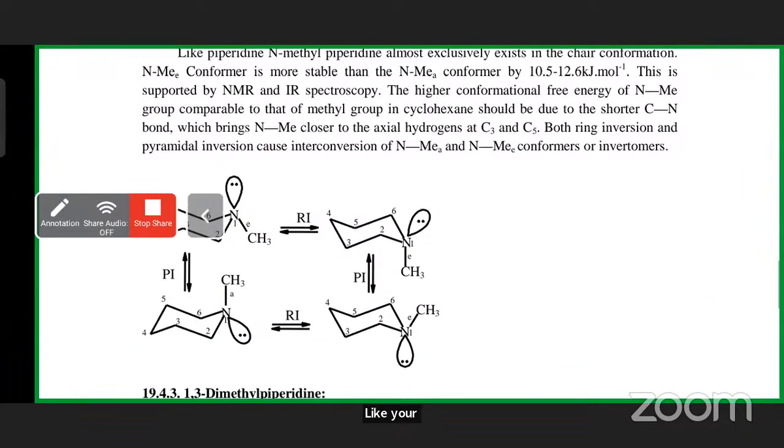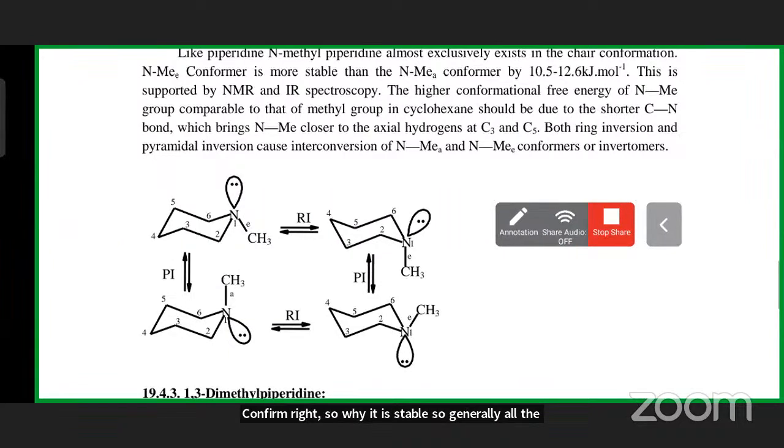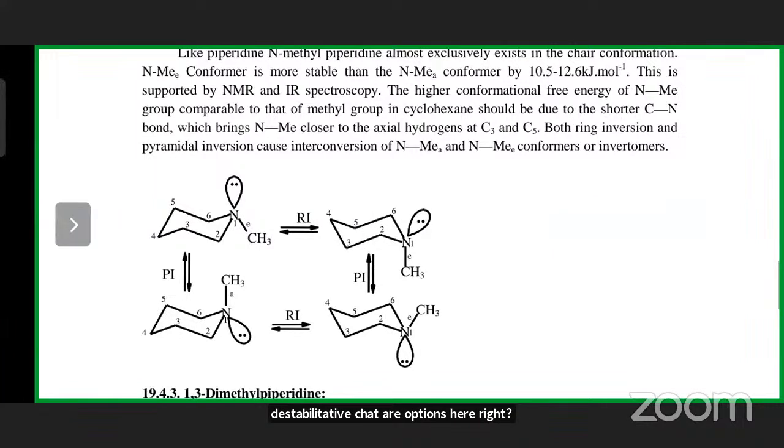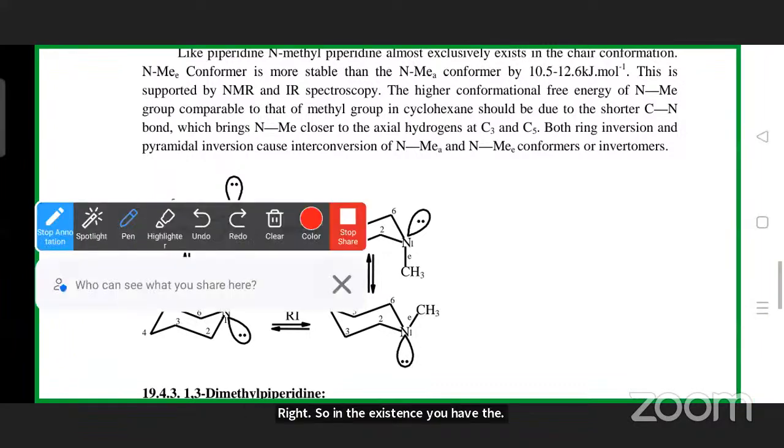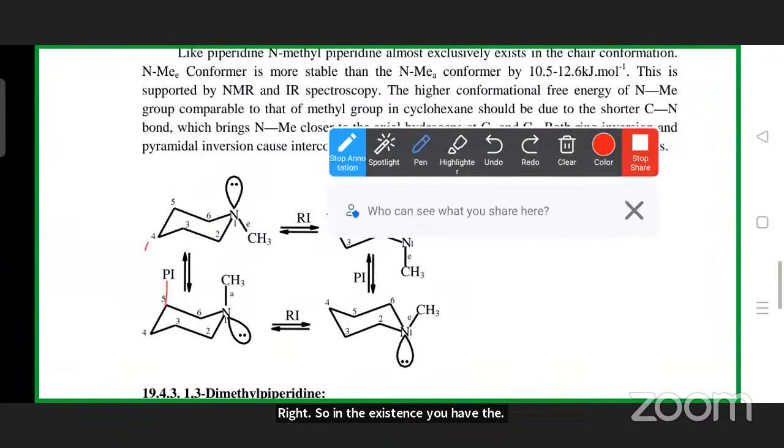So why is it stable? Generally, all the destabilizing factors are absent here: steric repulsions, angle strain, and gauche interactions. Everything is absent in this one. And in the axial conformer, you have steric interactions, steric repulsions, so these groups will be repulsive to each other.